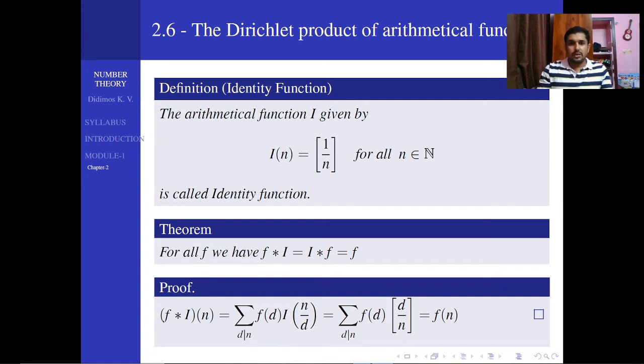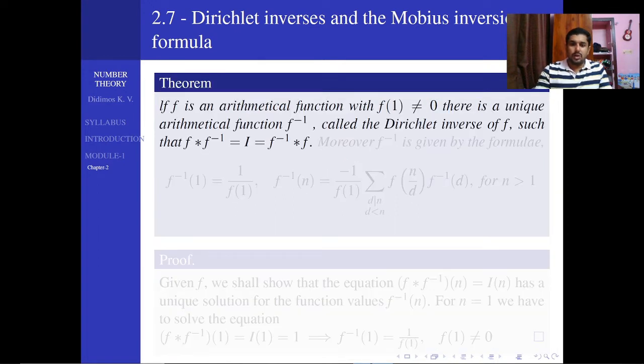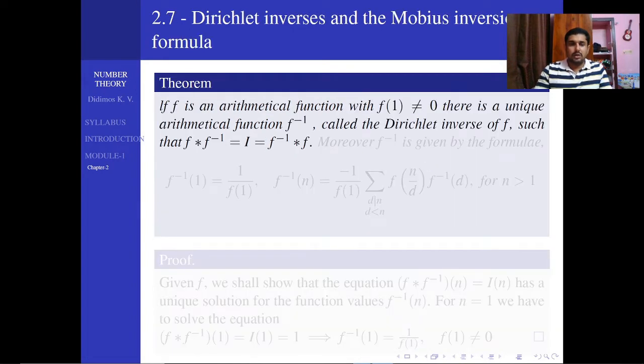Hi all. In the last lecture I discussed the derivative product of arithmetical functions and the definition of the identity function with respect to the derivative product. Now we have to move on to section 2.7. In this section we will see what is the derivative inverse of an arithmetical function and the Mobius inversion formula. So 2.7 starts with a theorem.